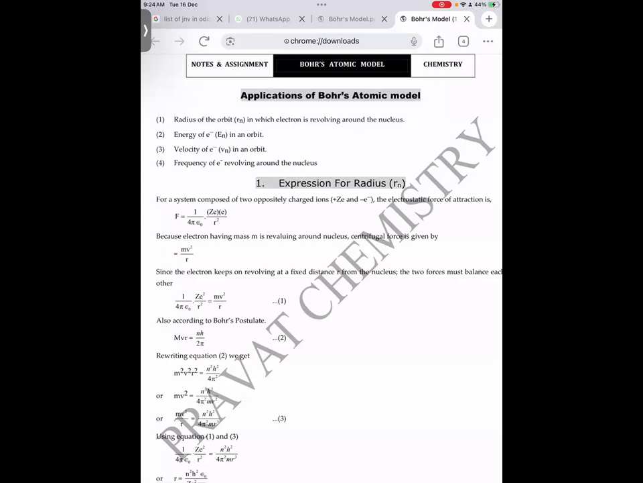Because the electron having mass m is revolving around the nucleus, the centrifugal force is equal to mv square upon r. One is the Coulombic force of attraction, another is the centrifugal force. Both must be equal in magnitude. So we write 1 by 4 pi epsilon naught, Ze square upon r square, equal to mv square by r.